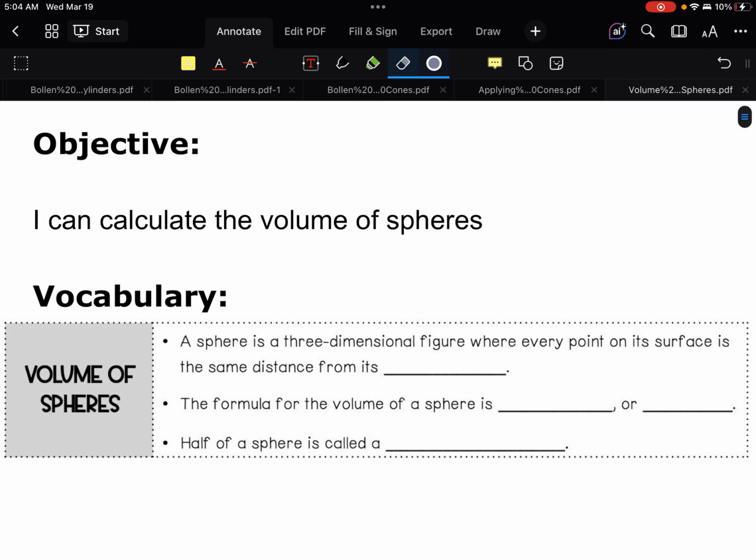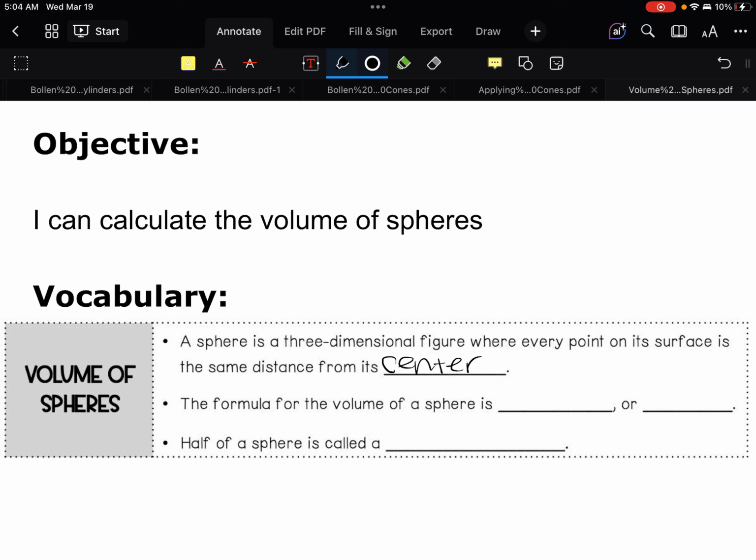Go ahead and write your objective down: that you can calculate the volume of spheres. Hopefully that's what you will be able to do by the end of this lesson. The first thing is that a sphere is a three-dimensional figure where every point of the surface is the same distance from its center.